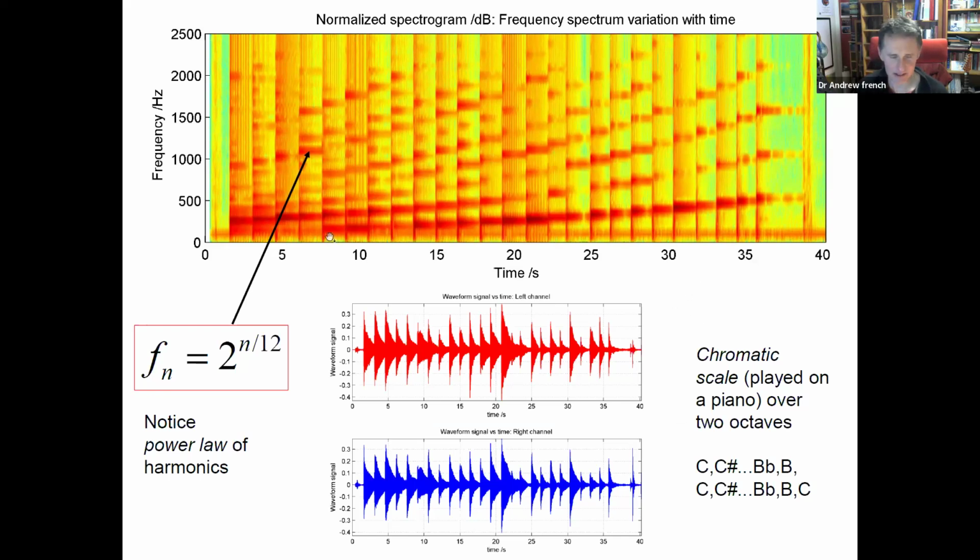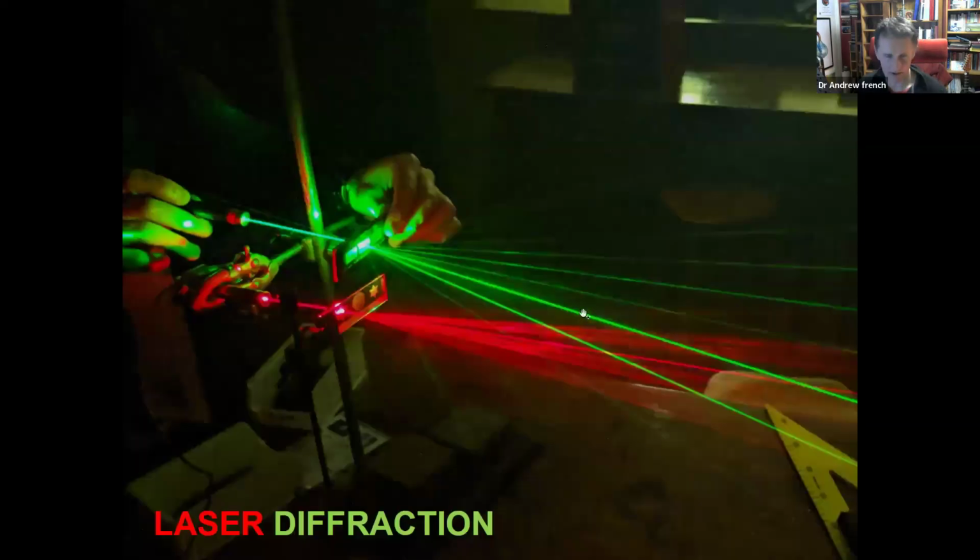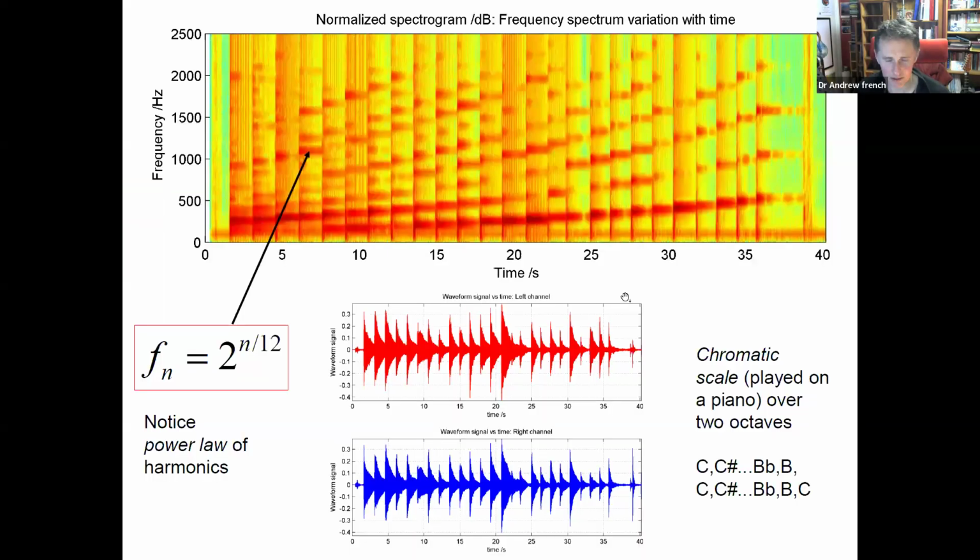So there we go. That's the sort of scale. And you can see the frequency is not linear. We have this sort of power law of our harmonics. Okay, are there any questions on that before we move to something else?